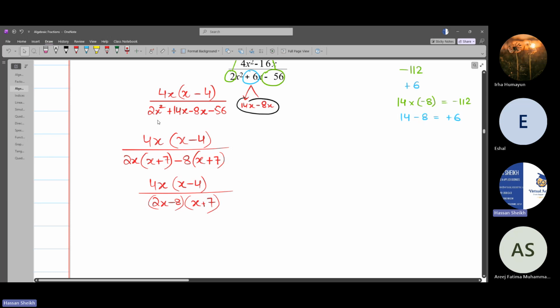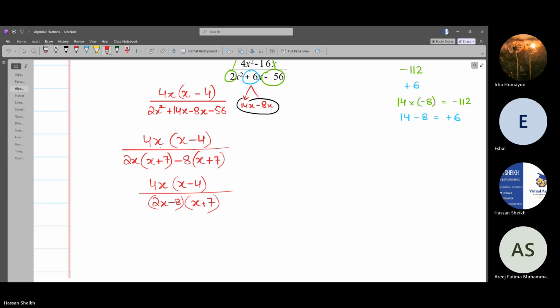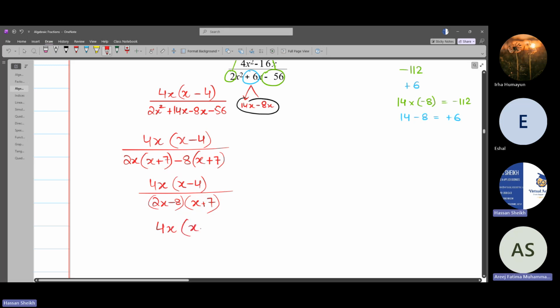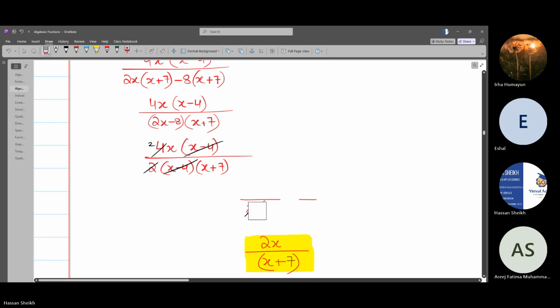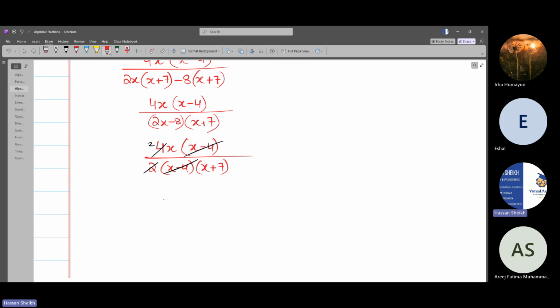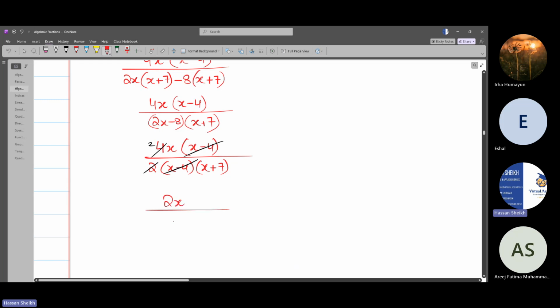Yes. Are we done? No, let me show you why we are not done. Sir, can we take 2 common in the next one? The 2x minus 8. Yes, exactly. That's what we need to do. And in that way, we can say 2 times 2, 2 times 4, and this is gone. So the simplified form is 2x in the numerator, only that is left.